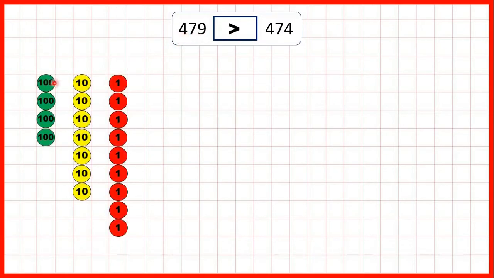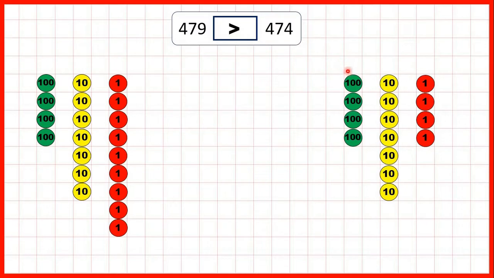Then we had 479, so that's 4 hundreds, 7 tens and 9 ones, and we found that that was greater than 474, so 4 hundreds, 7 tens and 4 ones. Both numbers have 4 hundreds and 7 tens, but because our first number has more ones, we know that it must be greater.